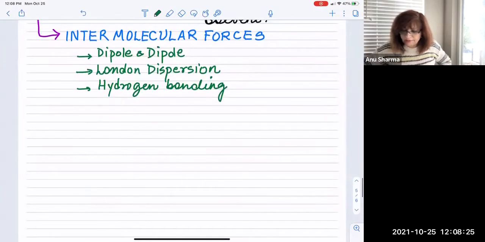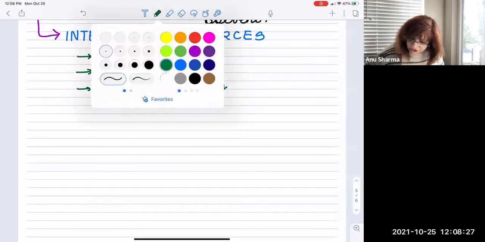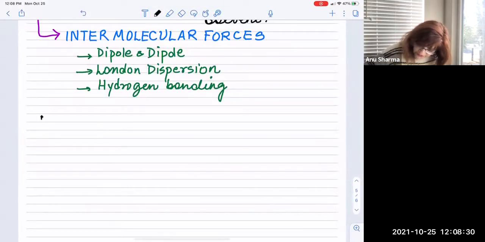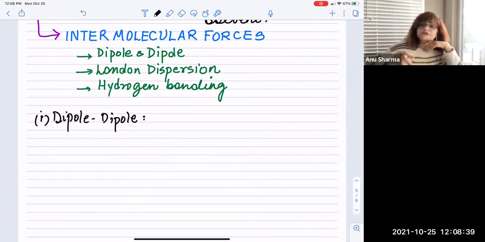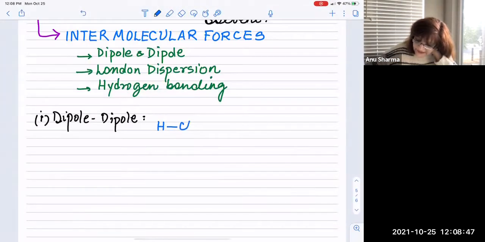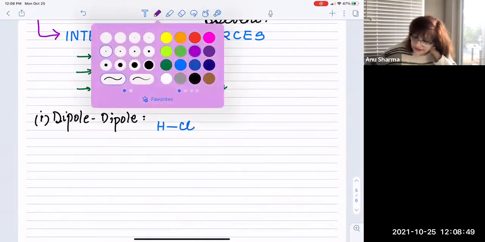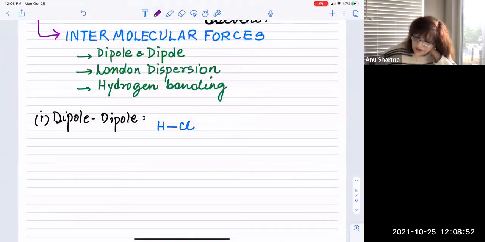Okay, dipole-dipole. First, let's look at dipole-dipole. I highly encourage that you look at the previous video on intermolecular forces. We already covered that, but dipole-dipole is when, for example, you have HCl. Here electronegativity plays a role. Okay, all of them. So electronegativity, sorry, let me just make it a little bit more.